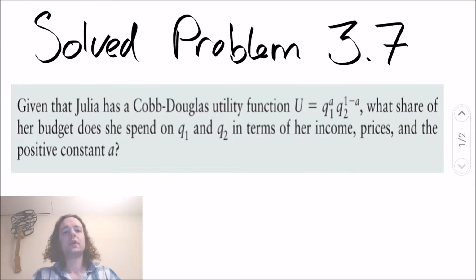Okay, so here we have solve problem 3.7. It's about a Cobb-Douglas function. I will read the question first. Given that Julia has a Cobb-Douglas utility function u equals q1 to the power a, q2 to the power 1 minus a, what share of her budget does she spend on q1 and q2 in terms of her income, I, prices p1, p2, and the positive constant a?